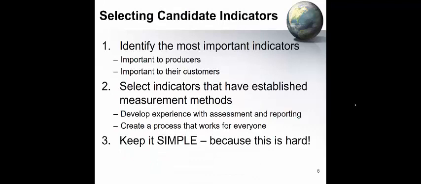Identifying the most important indicators to producers and their consumers is the desired outcome. Selected indicators that have established measurement methods are preferred, because this is hard to do. It hasn't been done before at a global level, so developing experience with assessment and reporting and creating a process that works for everybody is critically important, but it's difficult. So keeping it simple in this first iteration is key.